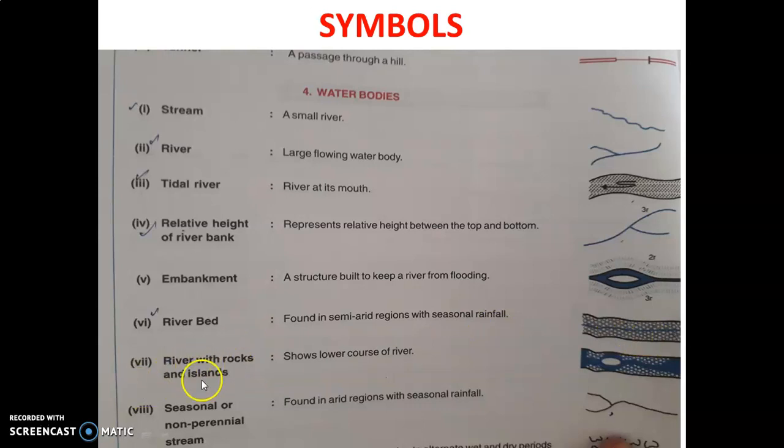Next is river with rocks and islands. If you will observe this symbol carefully, these small white dots indicate rocks present in the course of the river, in the middle path of the river, and this white big circle indicates the island.